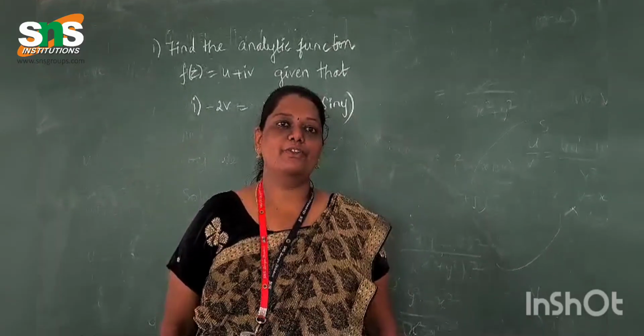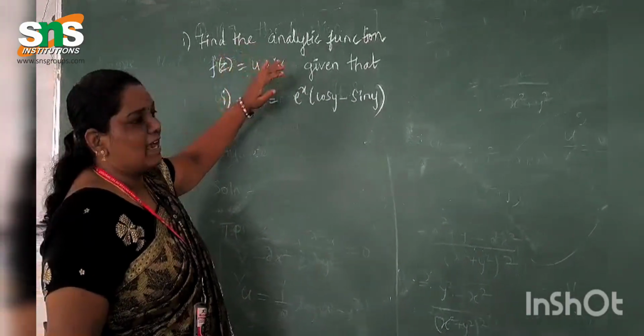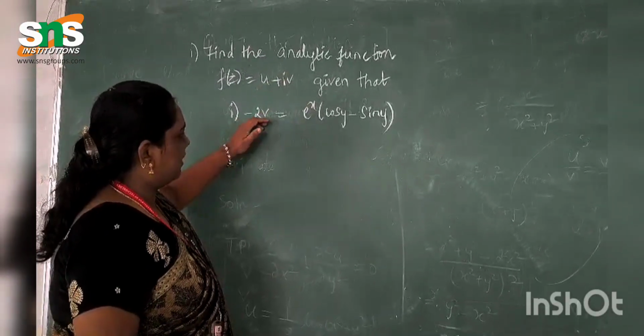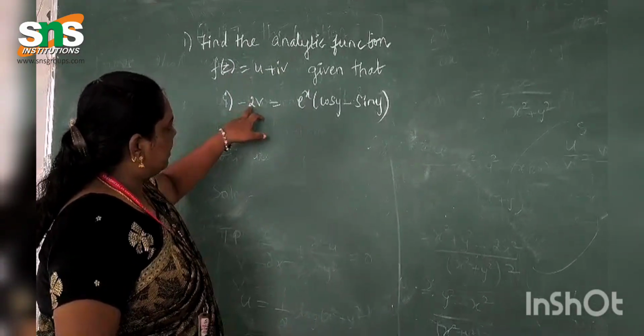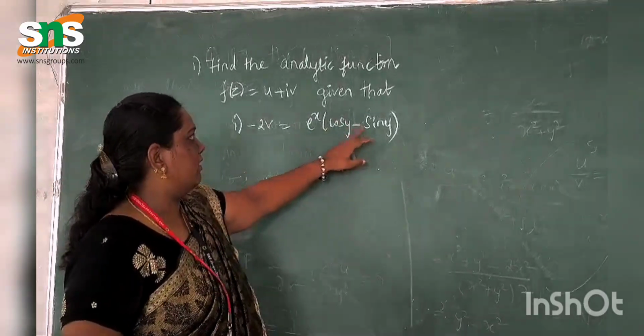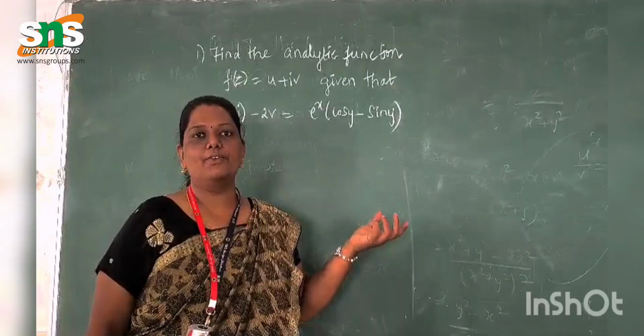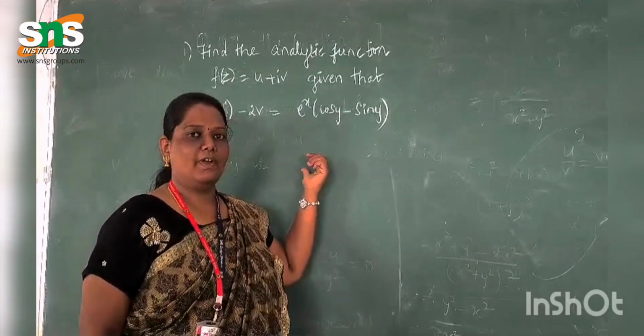So today we are going to see a sum about a function f of z which is analytic, and given that they have a condition. The condition is minus 2v, which is equal to e power x into cos y minus sin y. Now we are going to construct the analytic function. So we are using the Milne-Thomson method to find this.